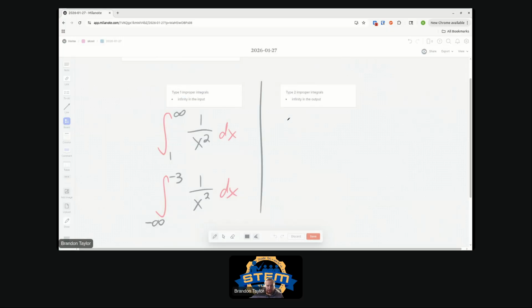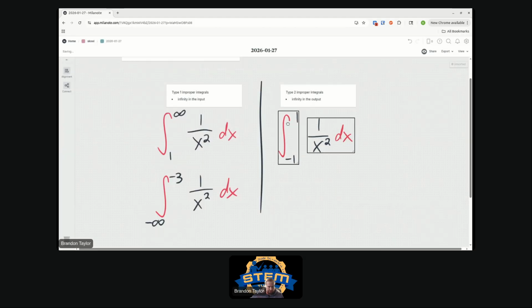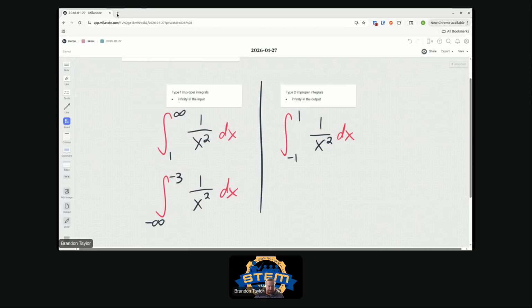What's a lot sneakier is something like this. I'm just making this up. This would be from negative one to one of, let's just use the same function to make it interesting. This one is a type two improper integral. It might not make sense why yet, but let's actually test this out before diving in.